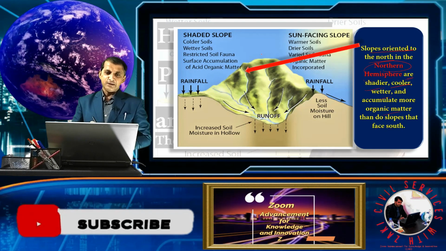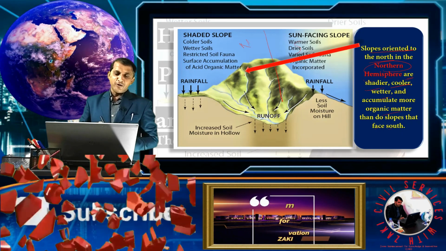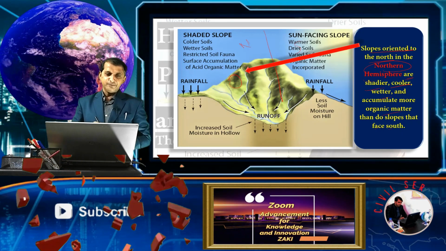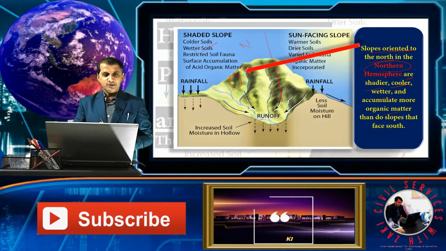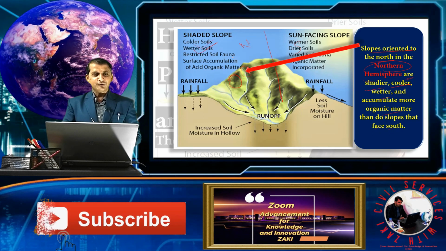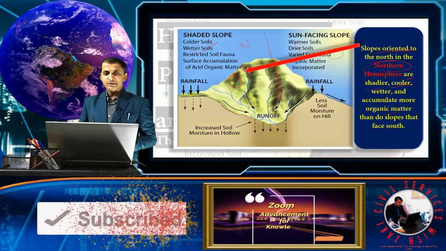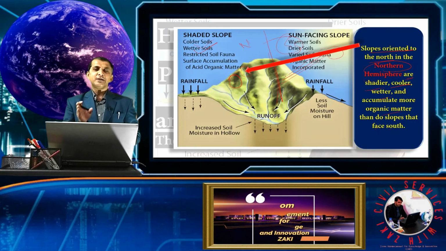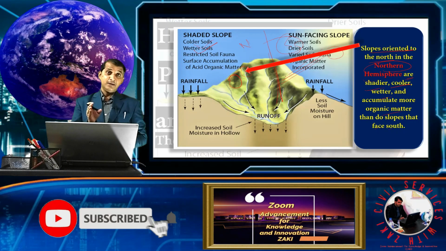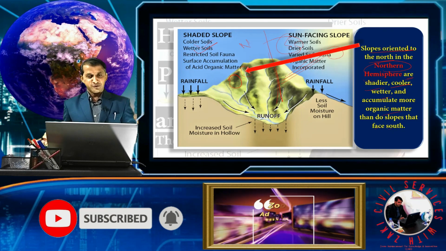So if we see, this is south and this is north. The north side, these areas are cooler and colder soil, wetter soil, and restricted to soil fauna and flora. So see here. And another is sun-faced, the southern slope. That's why if you see the Himalayas, some of the sun-faced area is in the southern slope.